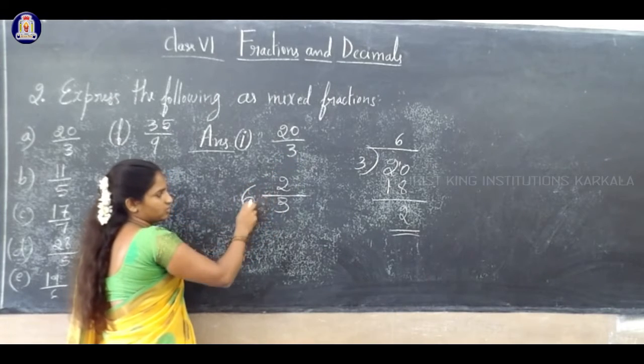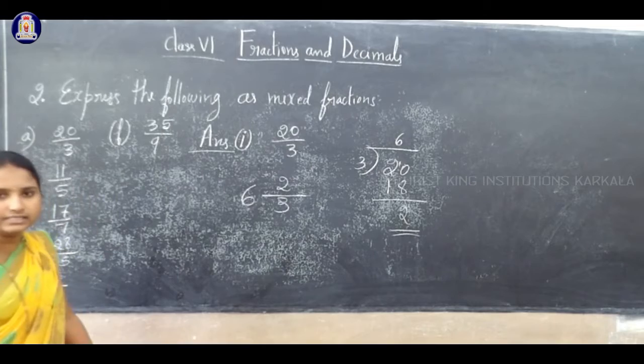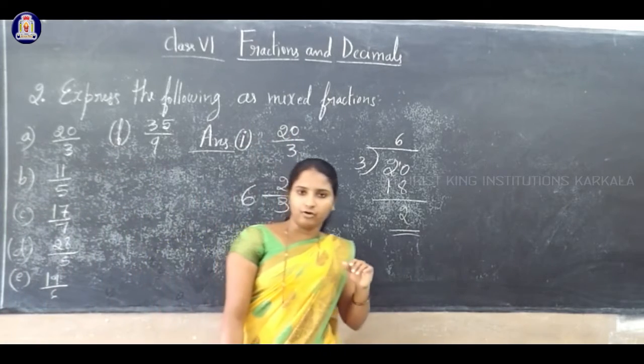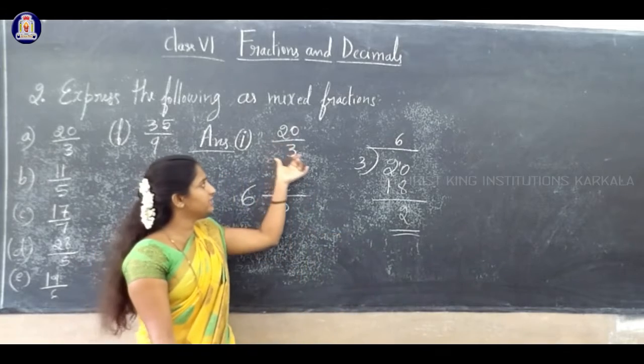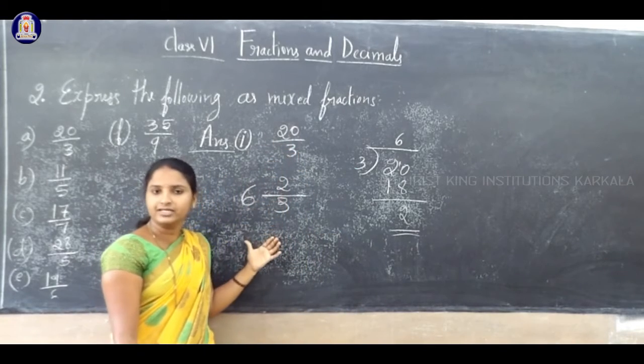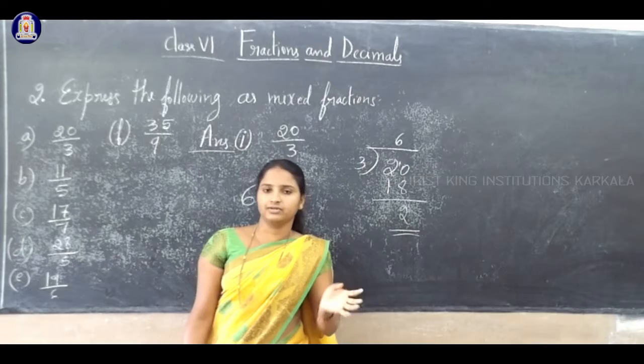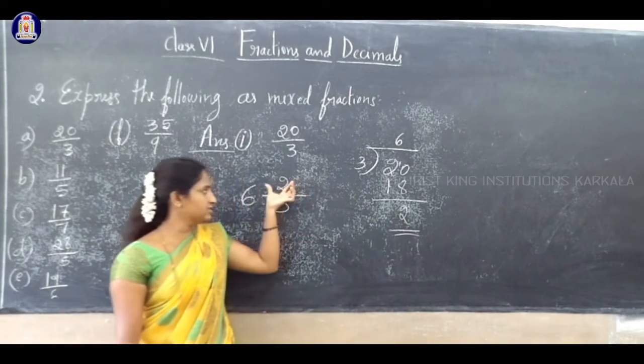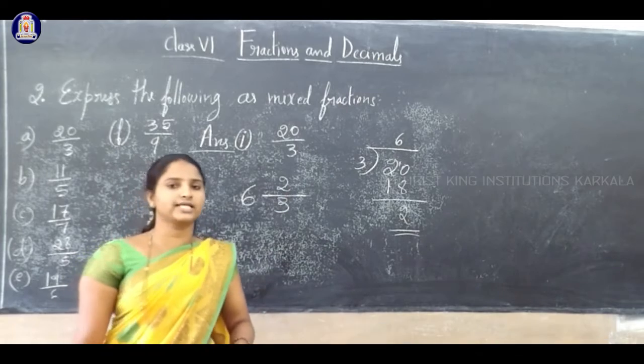So 6 is the quotient, and the mixed fraction is 6 2 by 3. This is the mixed fraction of the given improper fraction 20 by 3. Very simple. Divide and write the remainder in the numerator. Okay, now we'll solve the second question.